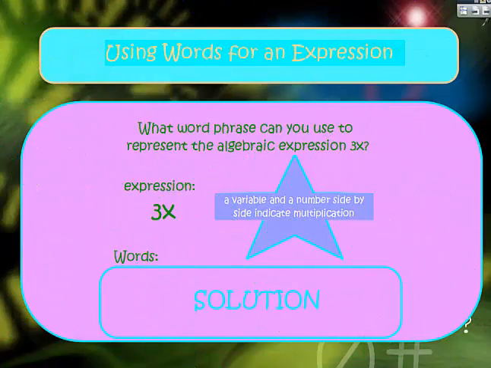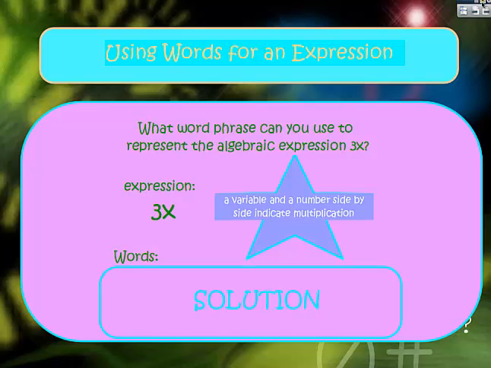Alright, just like I said earlier, we can also use words to talk about a mathematical expression, either algebraic or numeric. So we're going to go backwards now from what we were just doing. What word phrase can you use to represent the algebraic expression 3x? And again, when you write a number next to a variable like this, it means multiplication. So here's the expression 3 times x, a variable and a number side by side indicating multiplication.